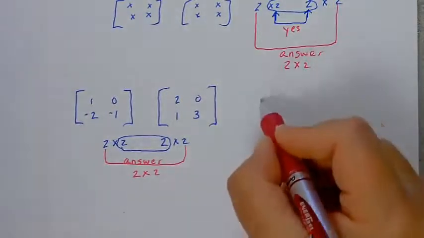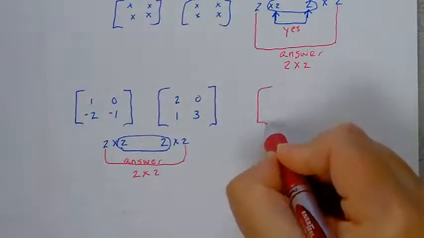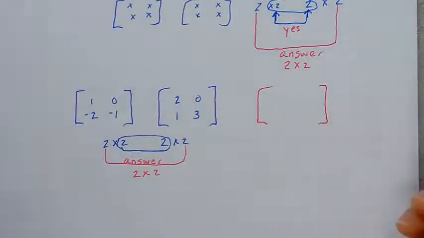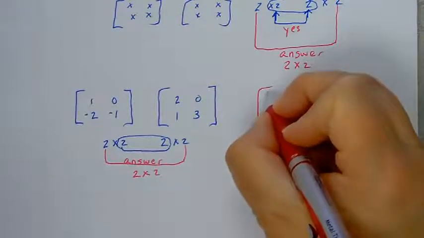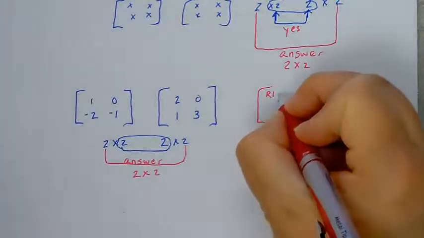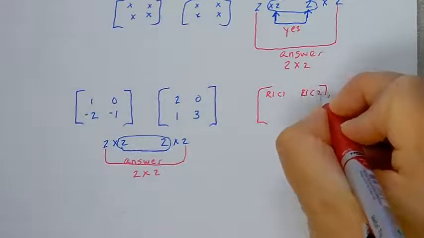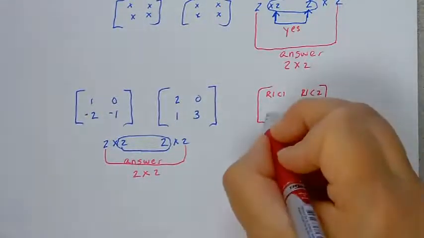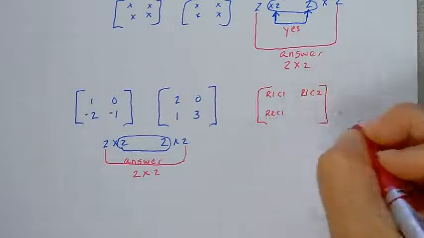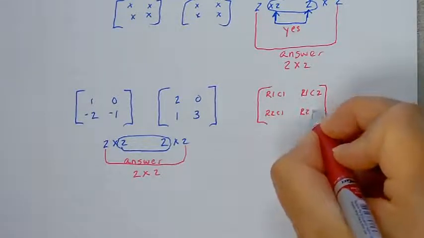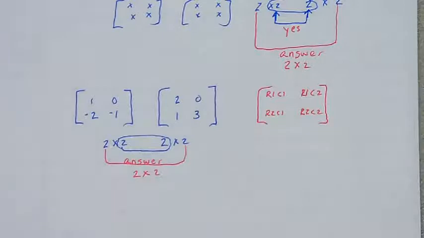So what I like to do is start off by writing my answer matrix and thinking about each spot in my answer matrix. In the answer matrix, this spot would be row 1, column 1. This spot would be row 1, column 2. This spot would be row 2, column 1, and this spot would be row 2, column 2. So using those particular spots, the elements, that's going to tell me how I'm going to multiply these.